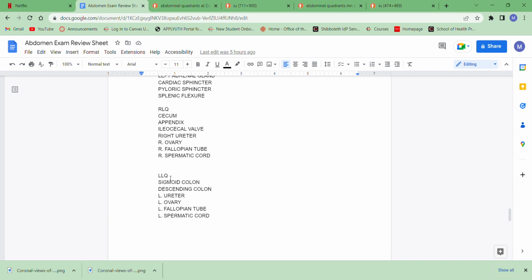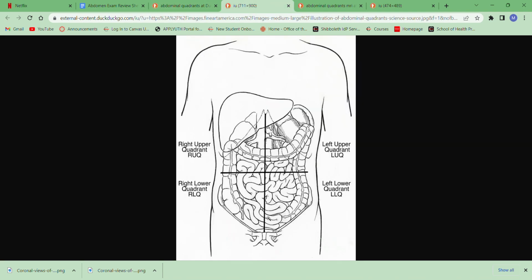And then the left lower quadrant, you have sigmoid colon, descending colon. If the patient is female, you'll have left ureter, left ovary, left fallopian tube. Either way, they're going to have the left ureter there. And then if they're male, they have the left spermatic cord right there. Where'd it go? Okay, yeah. So here's the splenic flexure, descending colon, sigmoid colon. And then back behind here, you're going to see the rectum. Again, here's the bladder. And back there, you're going to see spermatic cord or left ovary, left fallopian tube.